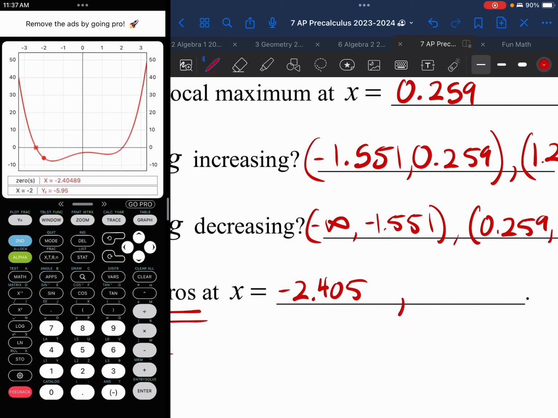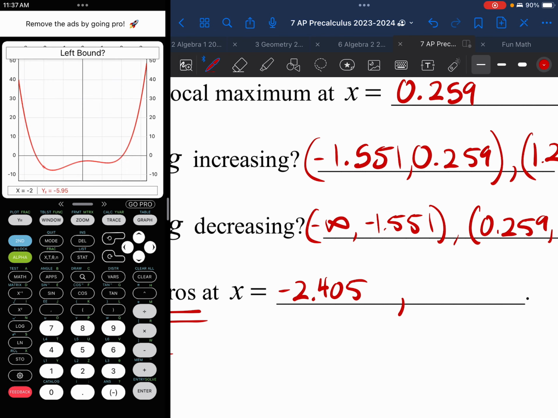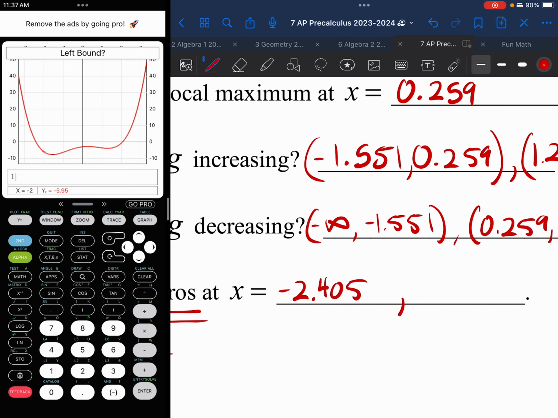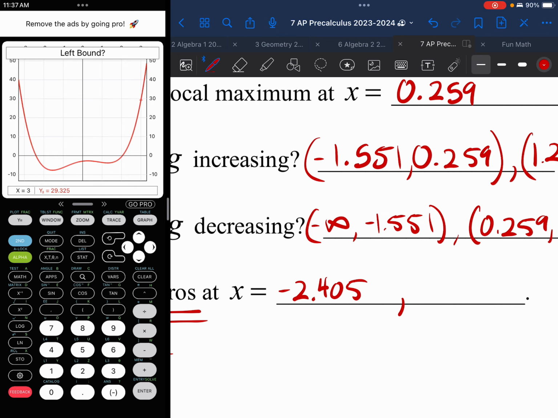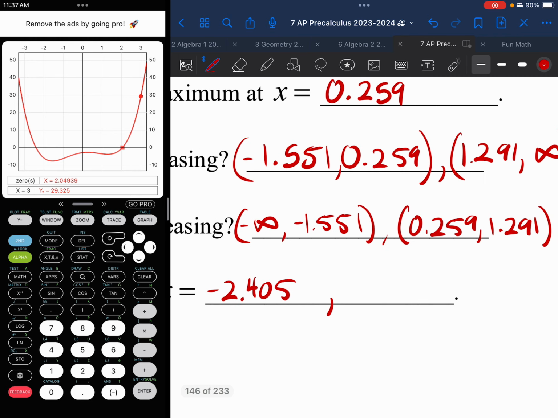And the next x-coordinate, we're going to do a second trace to do a calculation of the option 2, 0. And it's going to be between, I'm going to say between 1 and 3. You can keep the window super big. The calculator can figure it out from there. So from 1 to 3, and it says, okay, the 0 is at 2.049.